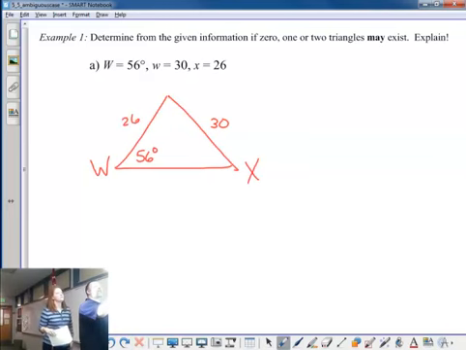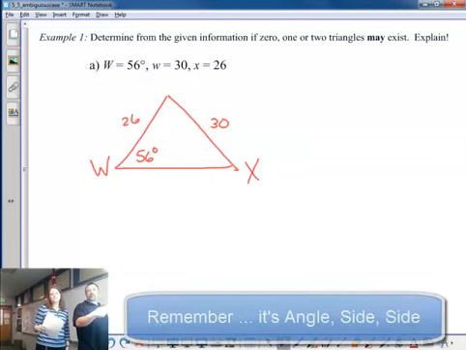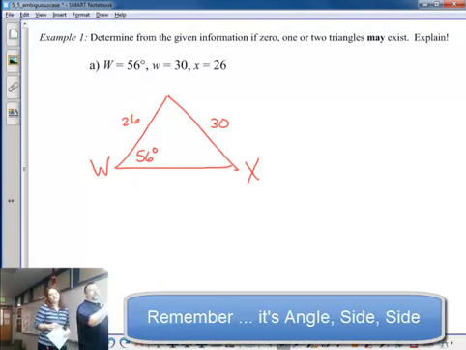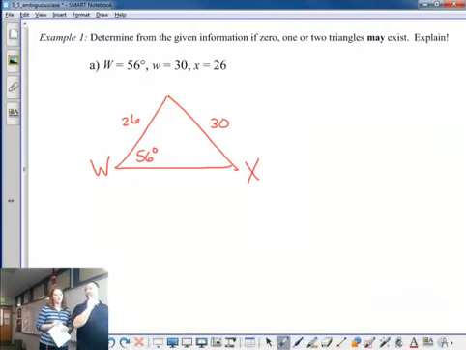So we want capital X here? Yes, we do. And again, it doesn't matter, but we're going to try to set it up the way we did before, and try to be consistent. So we were given an angle, side, side. Yes, we were, which stands for angle, side, side.